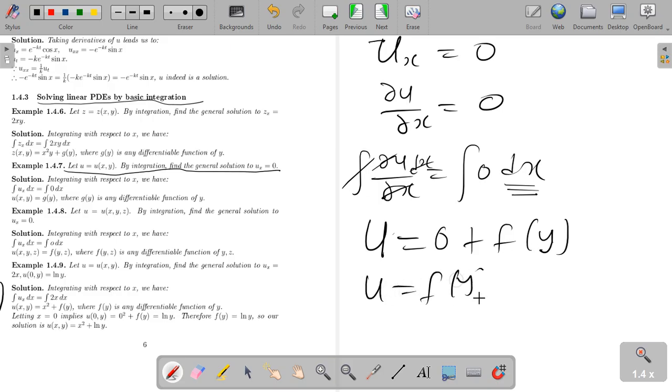As simple as that. And don't forget that this u is a function of x and y. So I have that f is a function like this. So that is it. Okay, so as simple as that. So let's solve the next one.